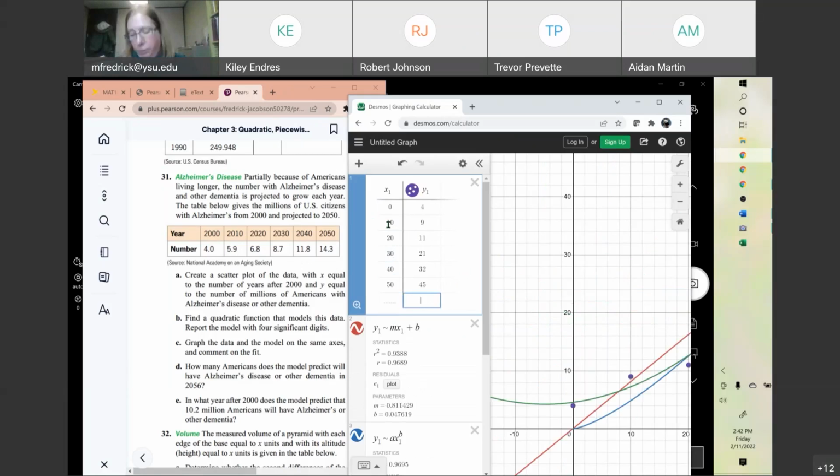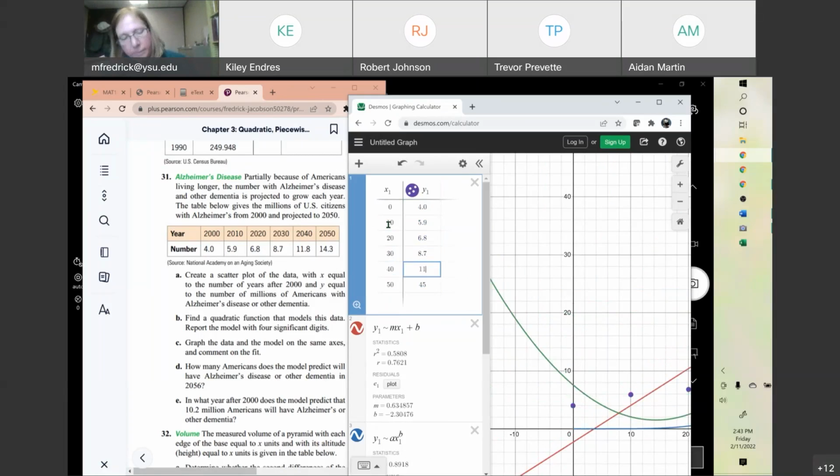And then go in and change your Y values. 4.0, 5.9, 6.8, 8.7, 11.8, and 14.3. Any questions on the scatter plot?